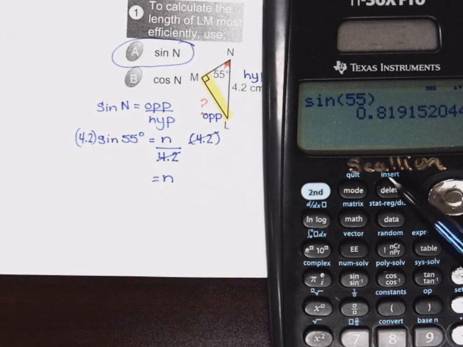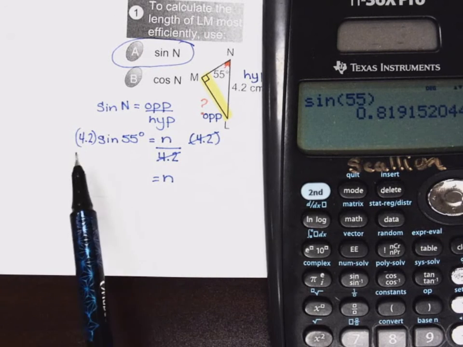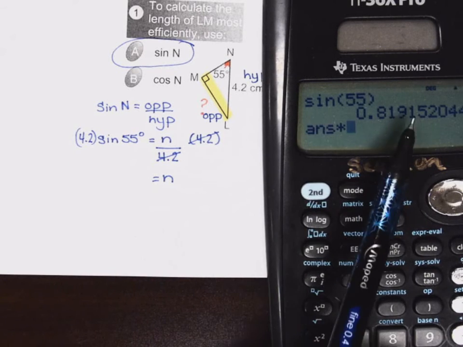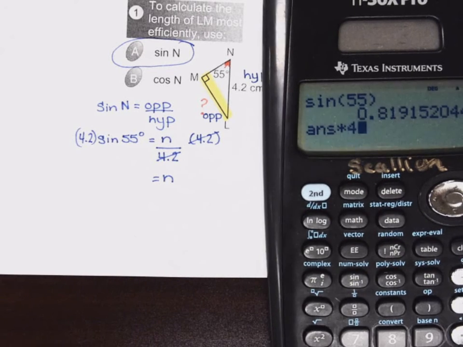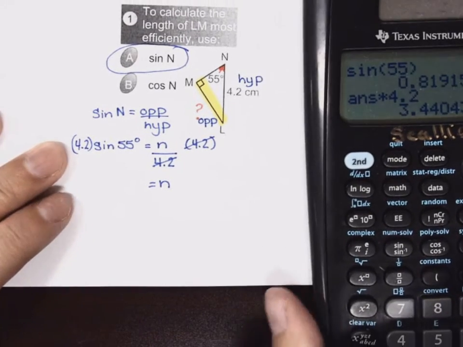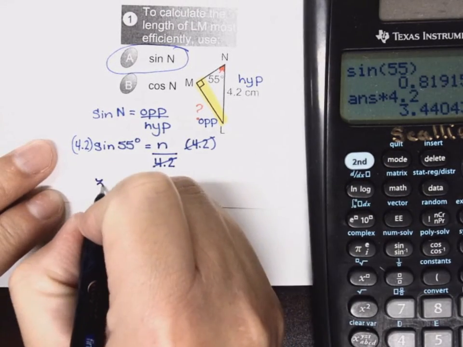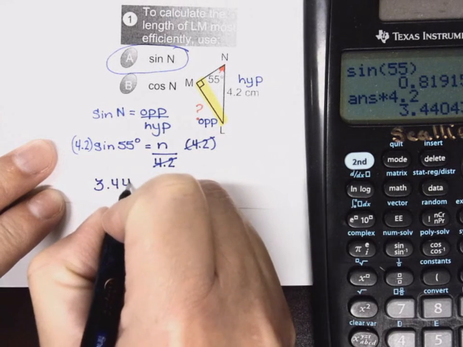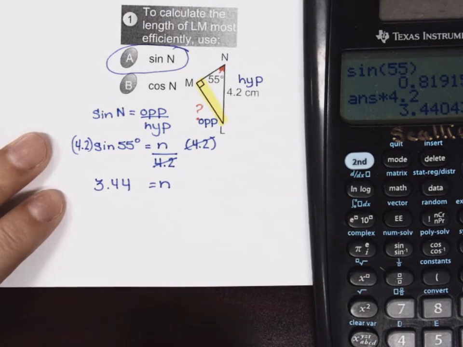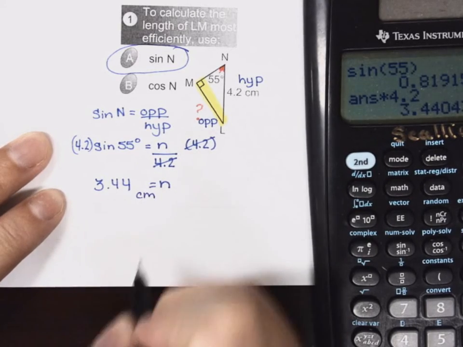Sometimes I like to figure out what it is. Remember, you have to use all the decimal places. So I would recommend you don't write them down. You just leave it like this. And then in my calculator, I'm going to say times by, so it's taking the answer from the previous line, times by 4.2. And we'll round to 2 decimal places. So this is going to be 3.44. And what are my units on this one? Centimeters.